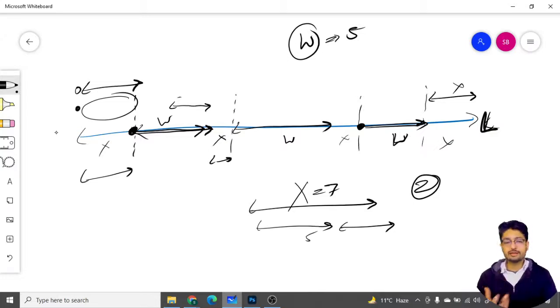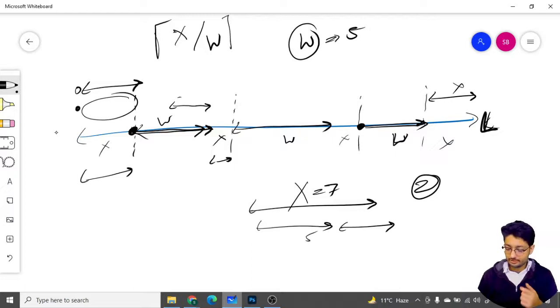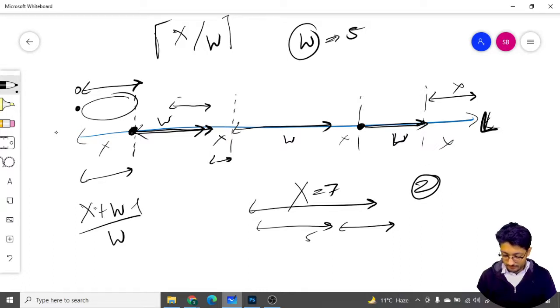So you have to find out how many boards are required. So what you have to find out is capital X divided by W, and you have to find out the ceil of it. Okay, so you can either use the ceil function, or you can use a technique to find out the ceil also. What you can do is just take X plus W minus 1, divided by W. This is also one of the ways to find out ceil.